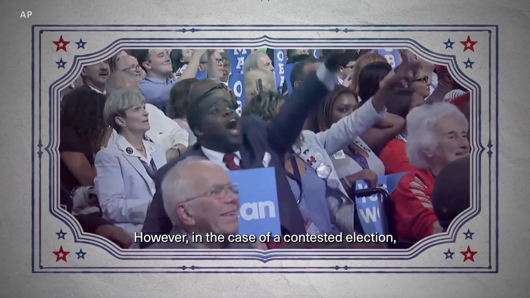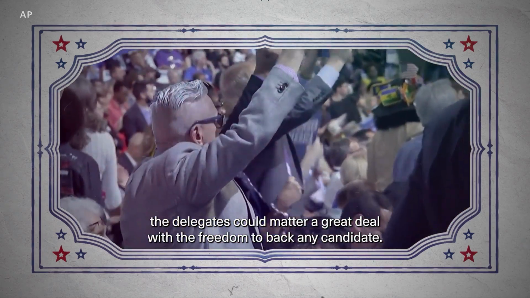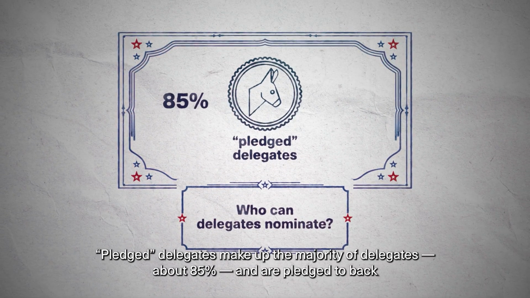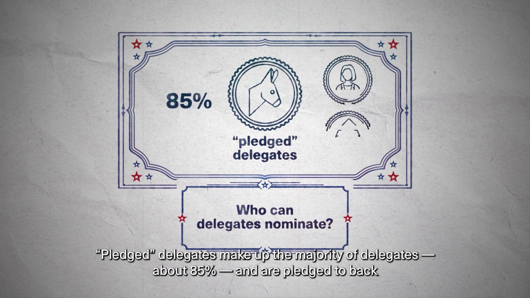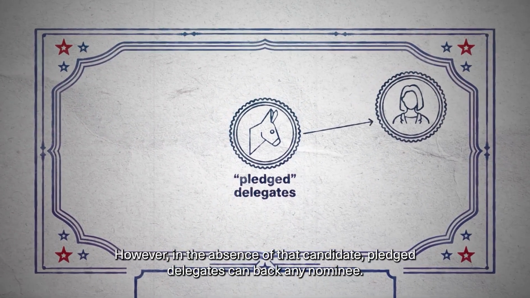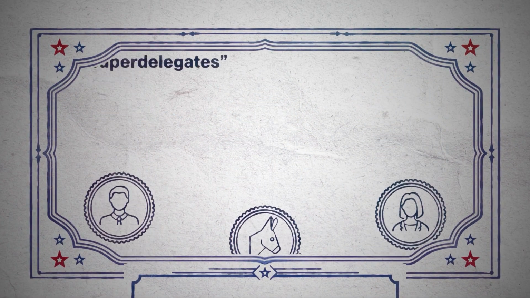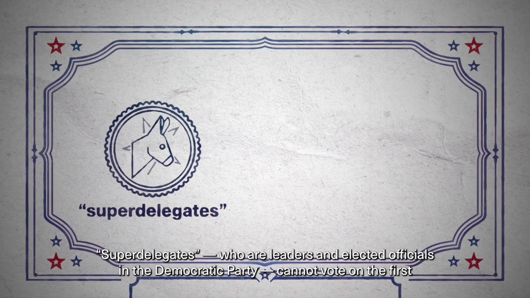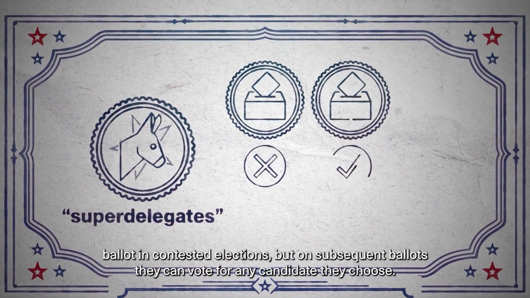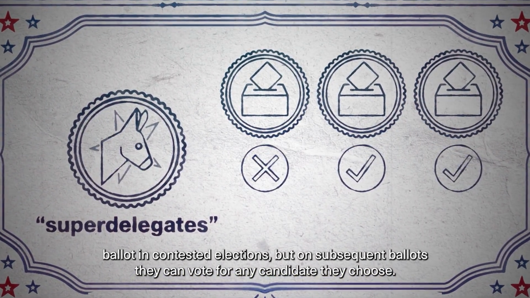However, in the case of a contested election, the delegates could matter a great deal with the freedom to back any candidate. Pledged delegates make up the majority of delegates, about 85%, and are pledged to back the candidate that voters elected. However, in the absence of that candidate, pledged delegates can back any nominee. Superdelegates, who are leaders and elected officials in the Democratic Party, cannot vote on the first ballot in contested elections, but on subsequent ballots, they can vote for any candidate they choose.